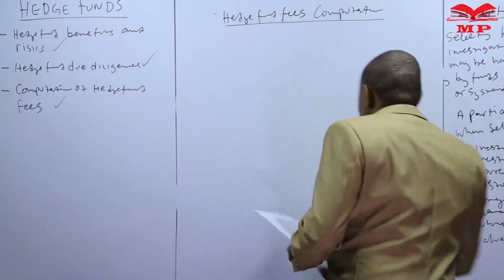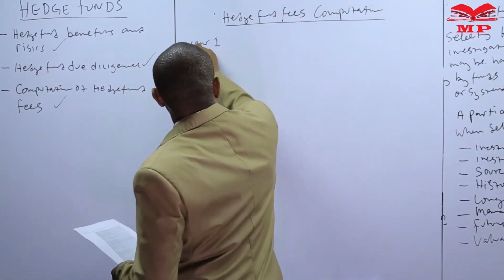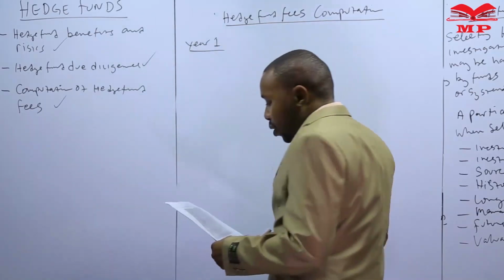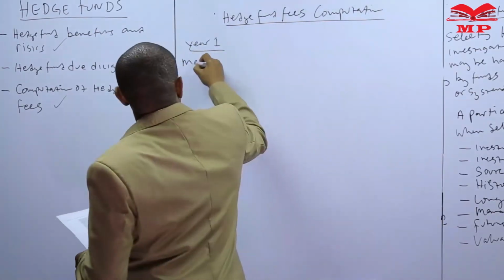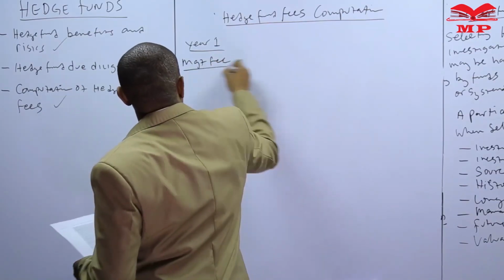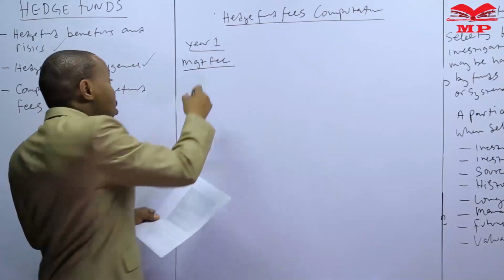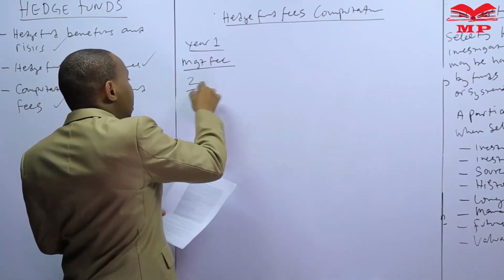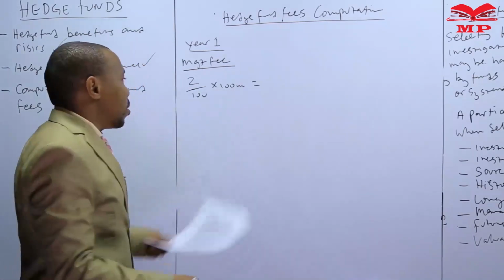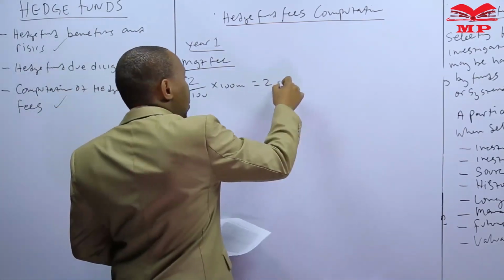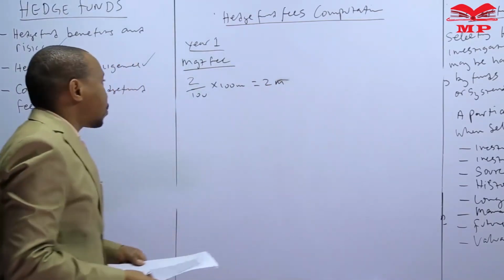So we have year 1 there. We first need to compute the management fee, and we're being told the management fee at the beginning is just 2% multiplied by 100 million. That looks like 2 million, like I had said. So you can put 2M like that.